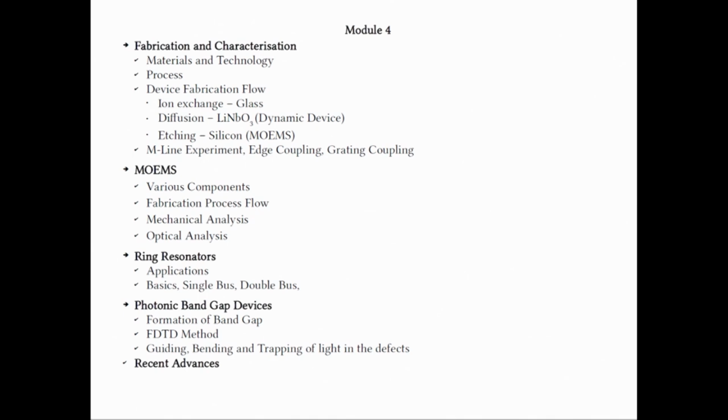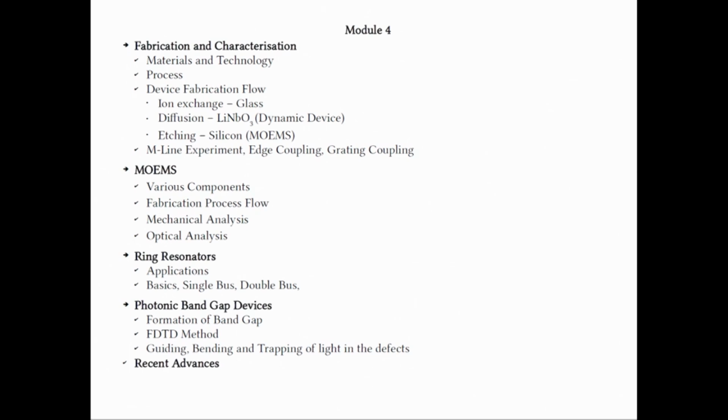We have given some equations of their properties, like the Q factor and the free spectral range, and so on. There are several configurations we looked at, like a single bus ring resonator, a double bus ring resonator, and so on. Finally, we looked at photonic band gap devices, also called photonic crystal based devices.